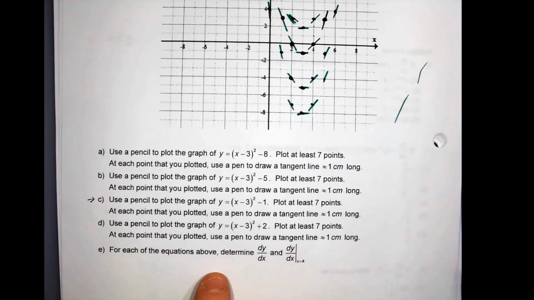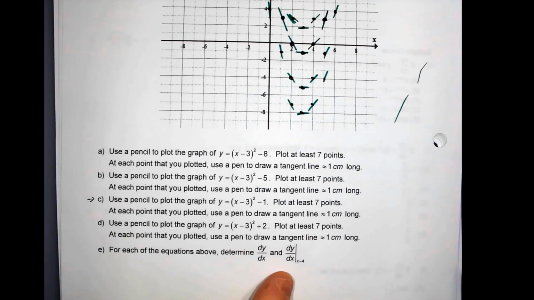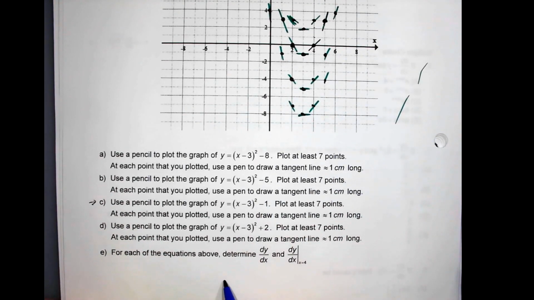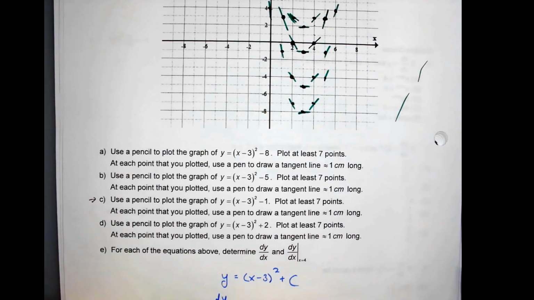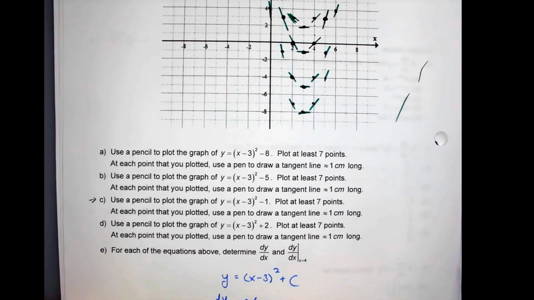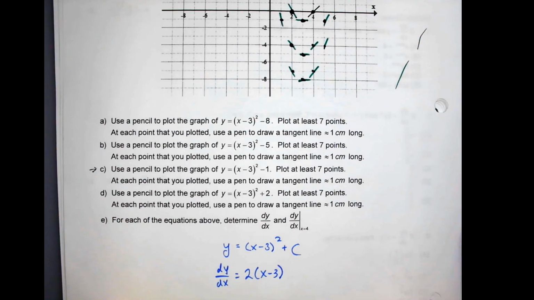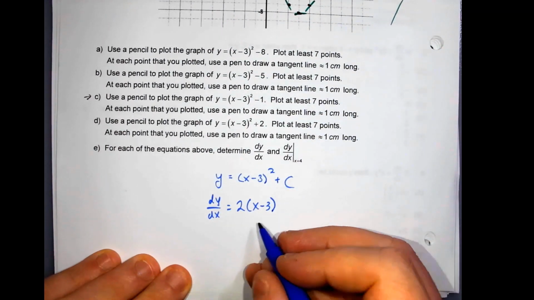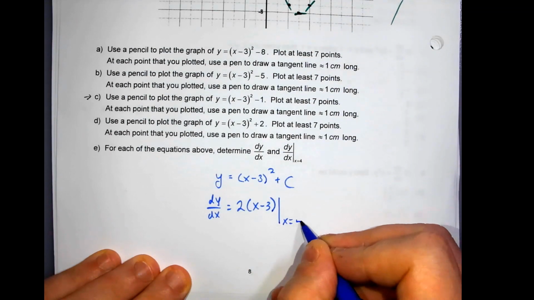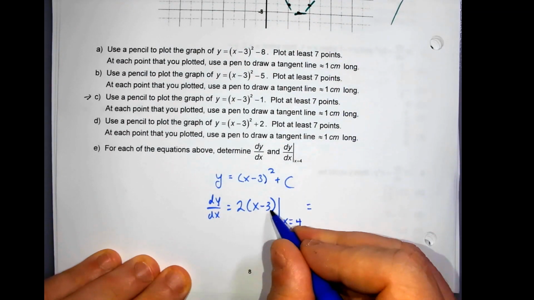So for each of the equations above, can we actually determine what dy/dx is and what dy/dx is evaluated at 4? Notice that all of these equations are just y equals (x minus 3) squared plus various constants. So dy/dx is simply 2 times (x minus 3). The constant's derivative is, of course, 0. And so dy/dx evaluated at x equals 4 is going to provide 4 minus 3, which is 1.